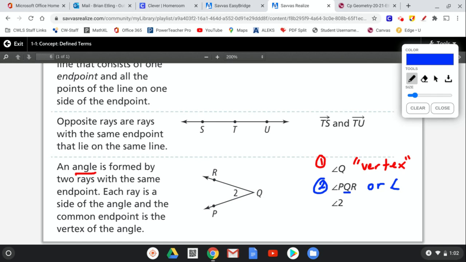All you got to do, again, put your finger on R and trace it with me. We're going to start at R, trace this angle, go down to Q, and go over to P. So it's going to be RQP.